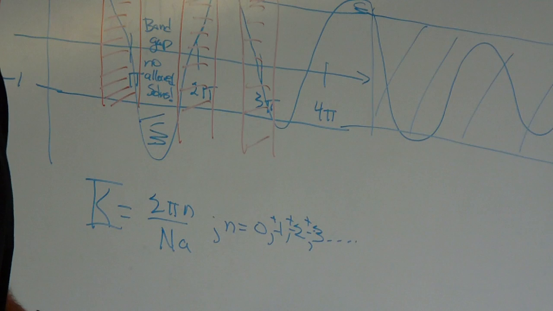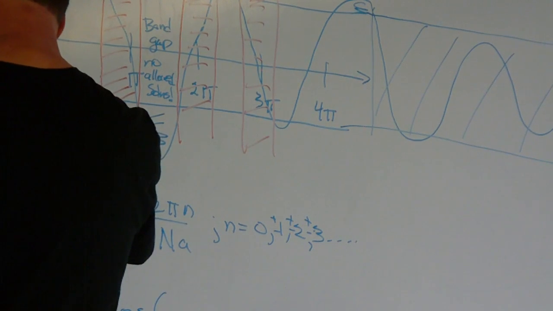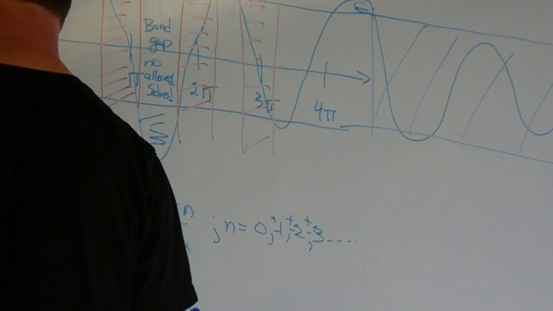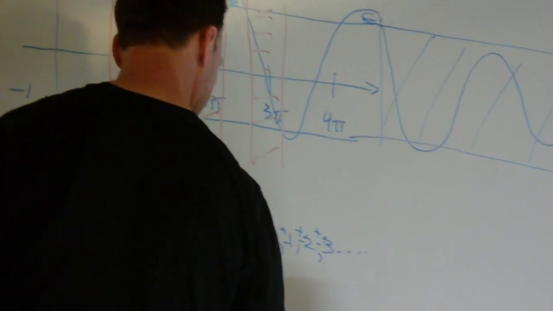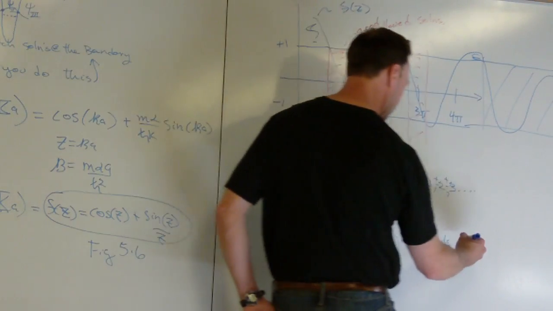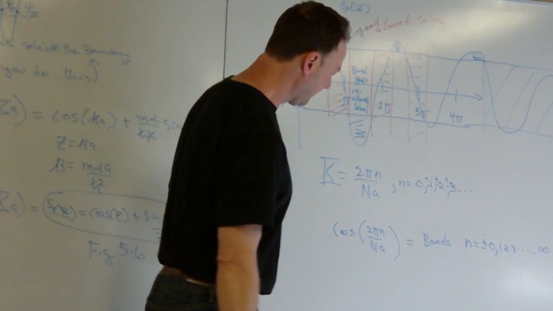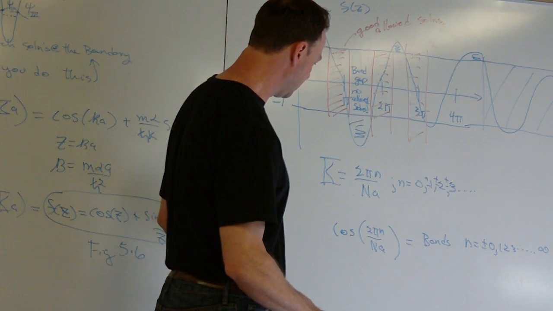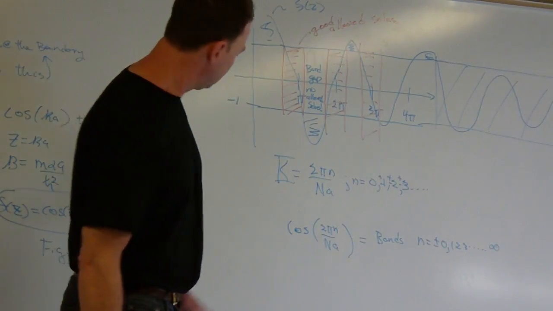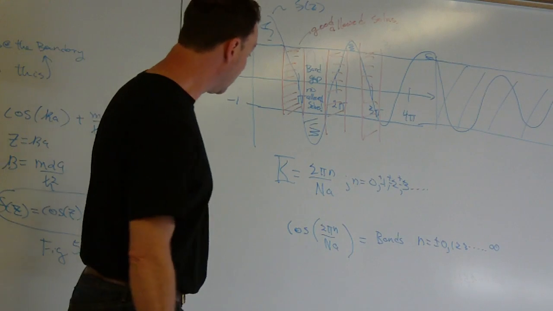Which means that over here we have cosine, and now we can replace kappa with 2 pi n over NA, and that has to equal these bands, for n equal plus or minus 0, 1, 2, 3 to infinity. Is there no A? It's cosine Ka, so the A would disappear. A divided by A is 1. Oh, I see what you mean, it's cosine Ka. So the A's are okay.